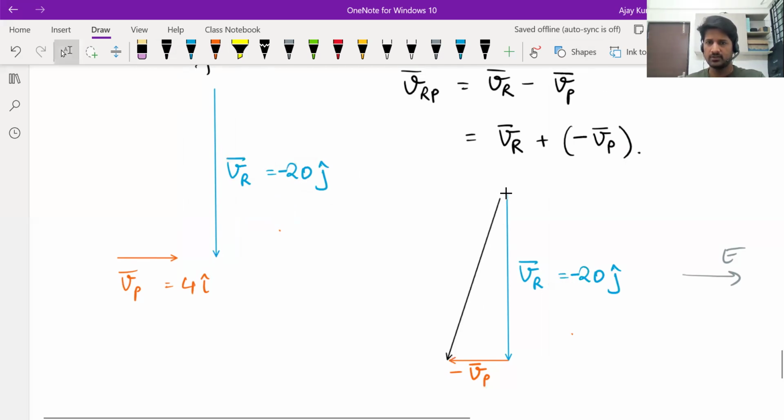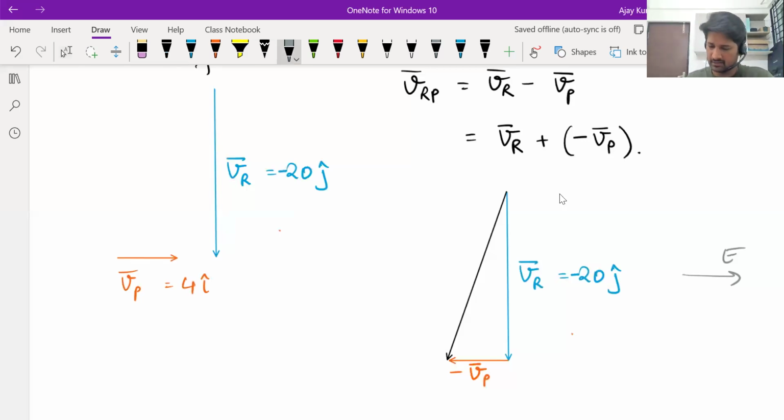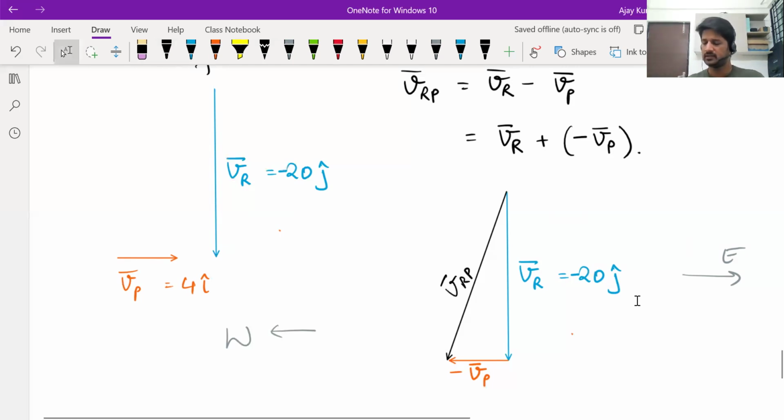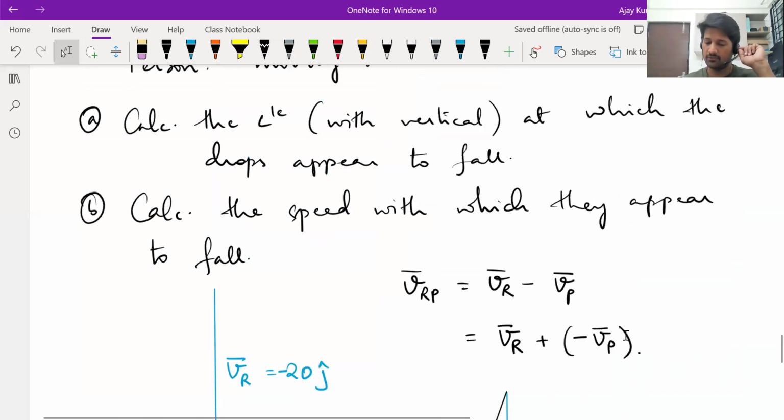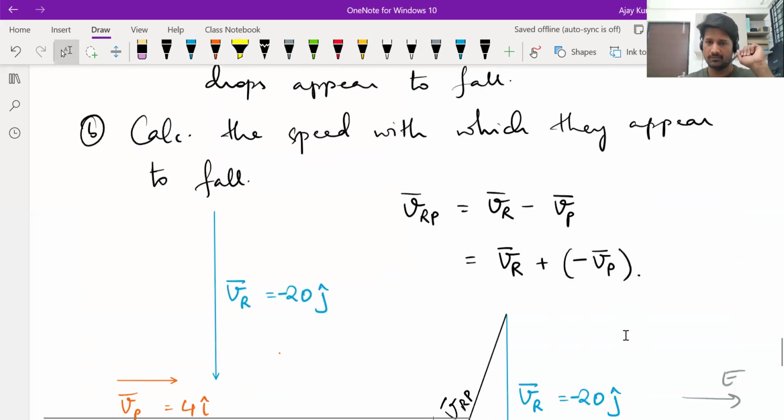So this is the velocity of rain with respect to person. So when the person is moving towards east, the raindrops will appear to be falling at an angle tilted towards west. Opposite direction is west. Okay. So this is how they appear to be falling as seen by the person. Now what are you asked in the question? The angle at which the raindrops appear to fall and the speed with which they appear to fall.